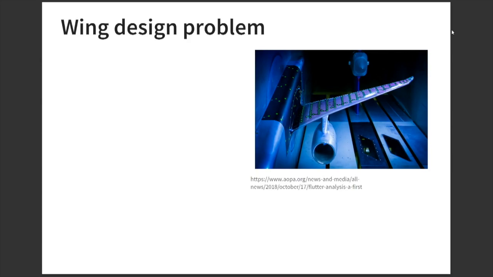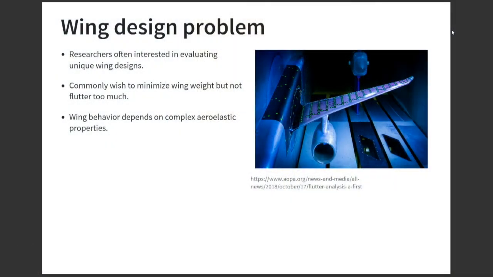So here's the wing design problem as our motivating problem. Researchers are often interested in evaluating unique wing designs. One common goal is to find a wing design that minimizes weight but doesn't flutter too much, and these are competing objectives. Wing behavior depends on a ton of very complex aeroelastic properties, a lot of which I don't understand, which can make it difficult. So if you want to do an optimization process, this could be a challenge.